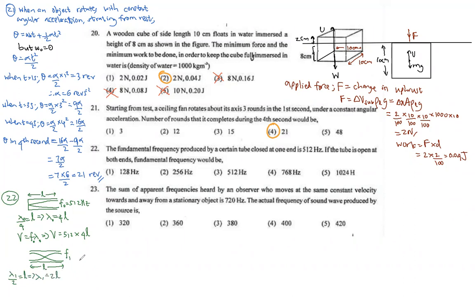Now let's put V equals F lambda. Instead of V, we can substitute the earlier value we found, 512 into 4L, equal to the new frequency F1 times the new wavelength lambda 1, which is 2L. So what is F1? F1 is equal to 512 into 4L over 2L. You can simplify, and there will be a 2 here. 1024 hertz. I'm getting 1024 hertz.